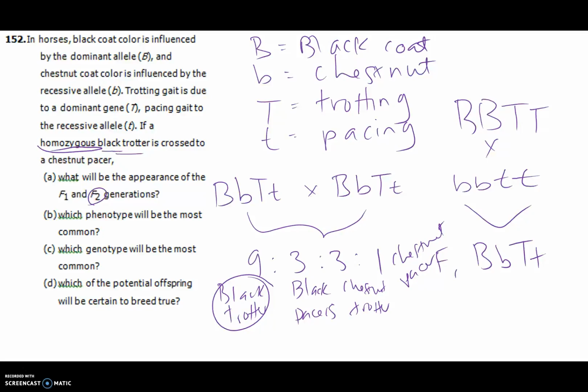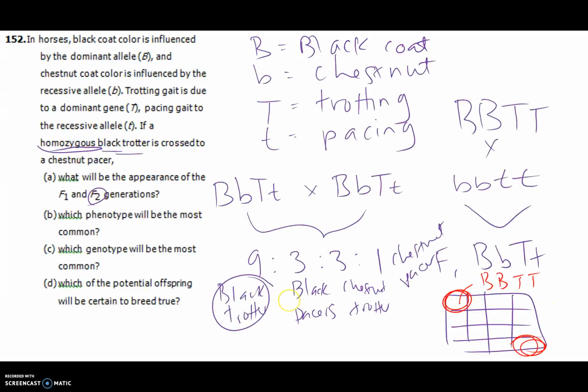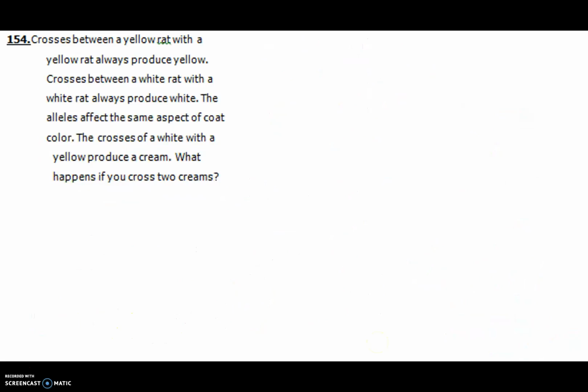And which of the potential offspring will be certain to breed true? Actually, when you do your dihybrid cross, the only 2 offspring that are going to be pure breeding are this one and this one. This one right here will be homozygous dominant for both traits. And this bottom corner will be homozygous recessive for both traits. So those will be the ones certain to breed true. Breeding true means homozygous. Okay.